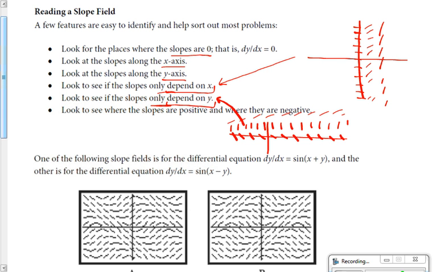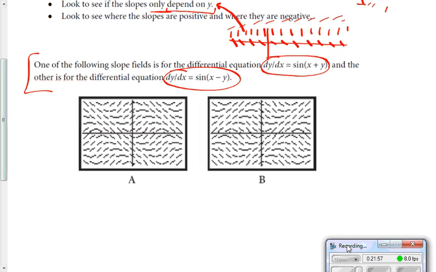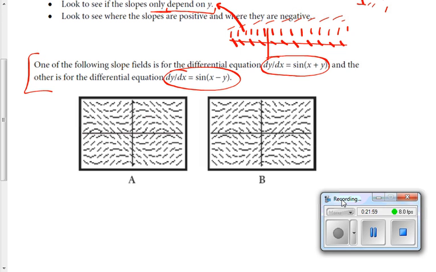I like to find zeros first. And here's your first little quiz. It's not really a quiz, but here's what I want you to try. I want you, with a neighbor, to convince yourself and them which of these graphs is dy/dx equals sine x plus y, and which of these graphs is dy/dx equals sine x minus y. Use those hints above and convince your neighbor that you know which one is which.